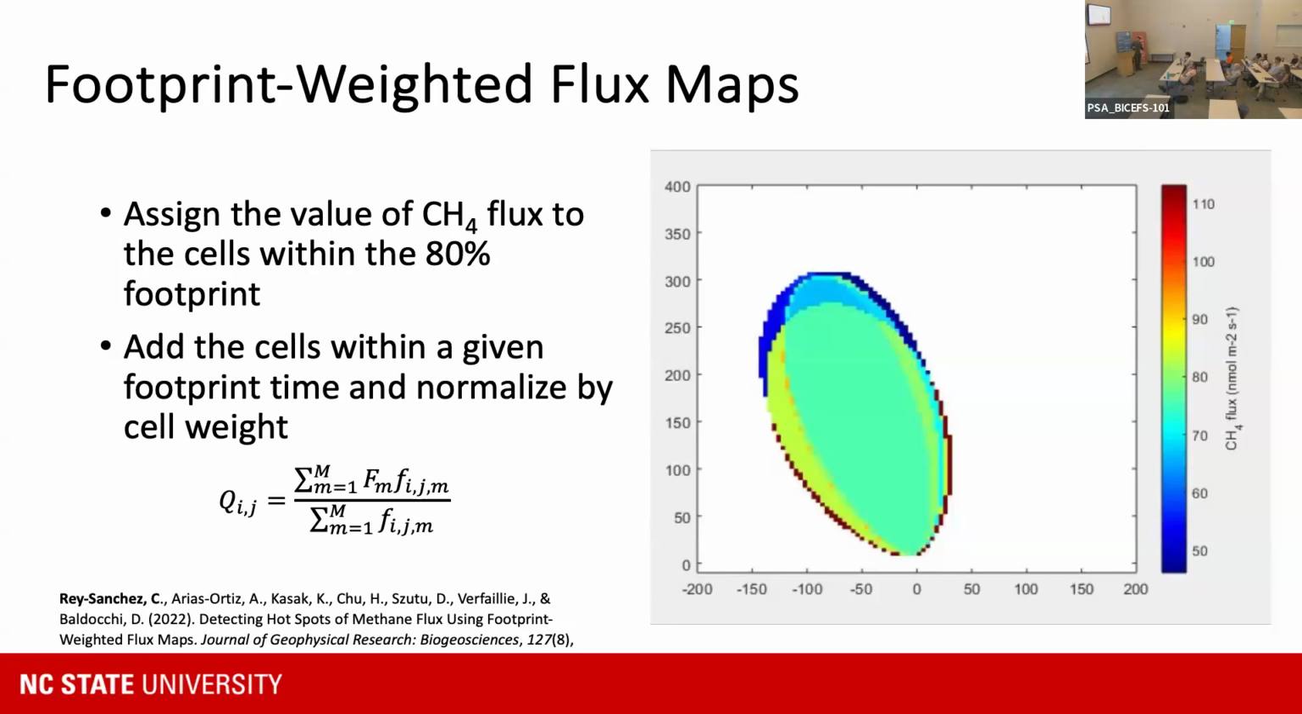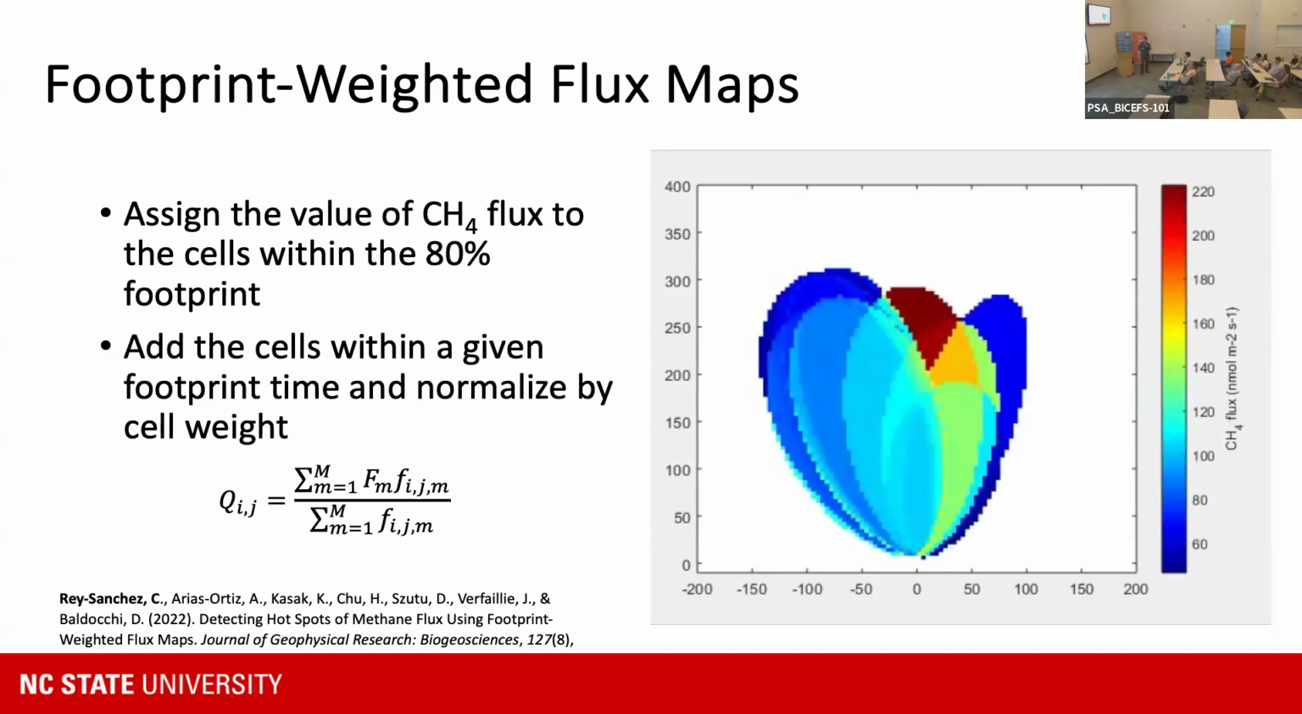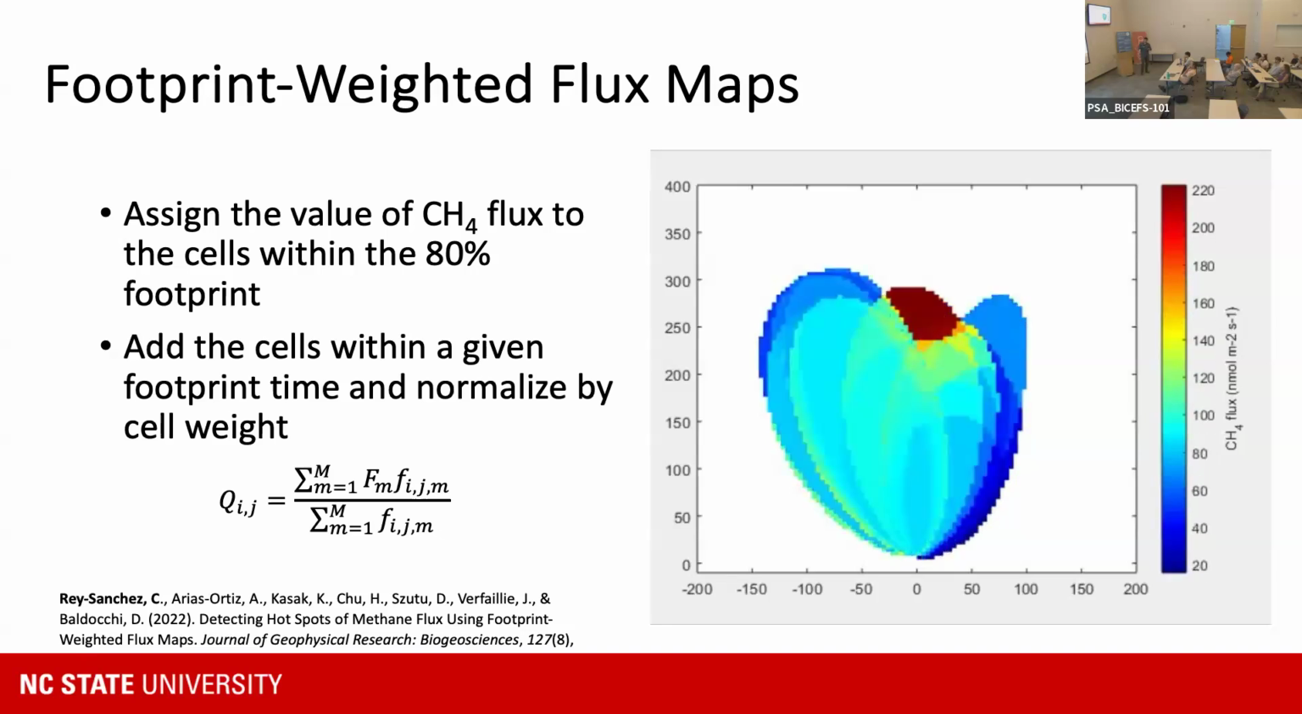So we superimpose these footprints with different flux magnitudes. Eventually, the idea would be that we will reveal patterns, or where the fluxes are higher and where the fluxes are lower. So for example, here we could identify this as a little hotspot of methane flux. So this is kind of the general idea.